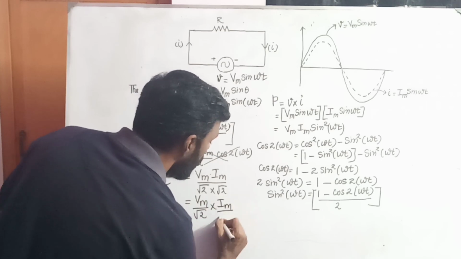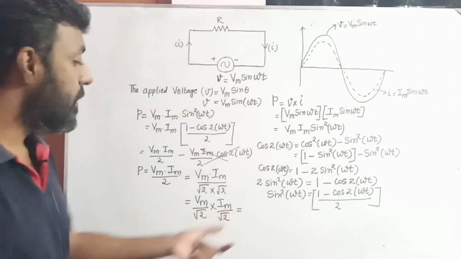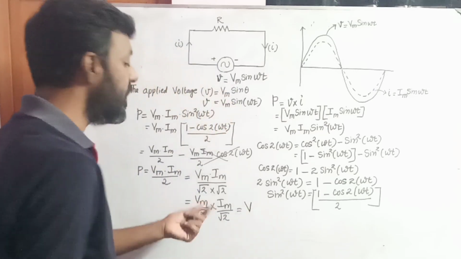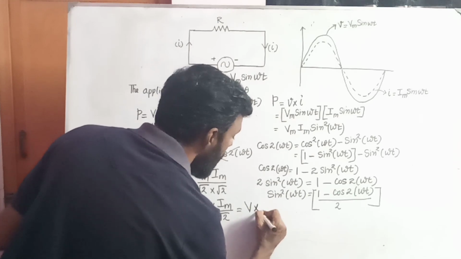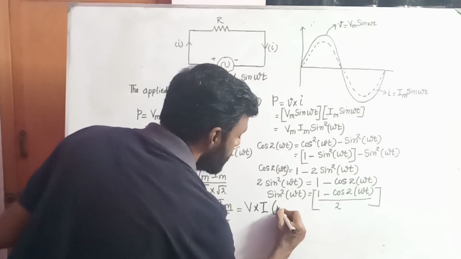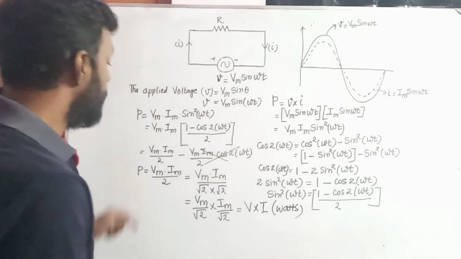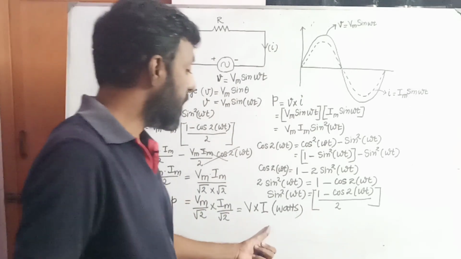What is Vm by root 2 and Im by root 2? It is nothing but capital V. V is equal to Vm by root 2. Similarly, I is equal to Im by root 2. So which is V into I. This is expressed in watts. The power that is being developed is nothing but the product of voltage and current.